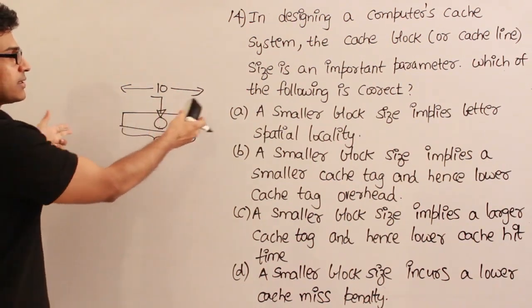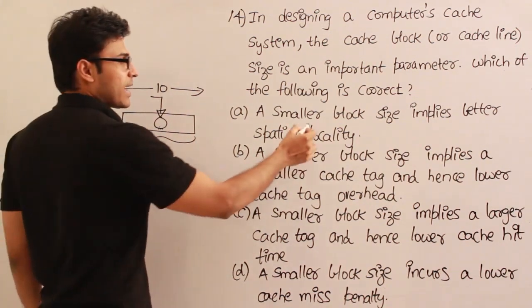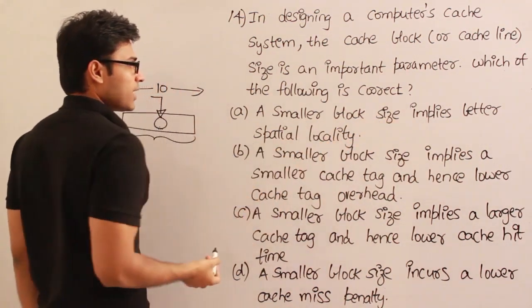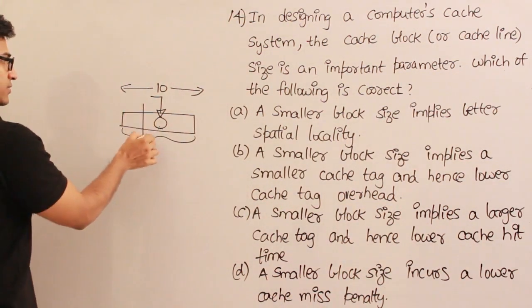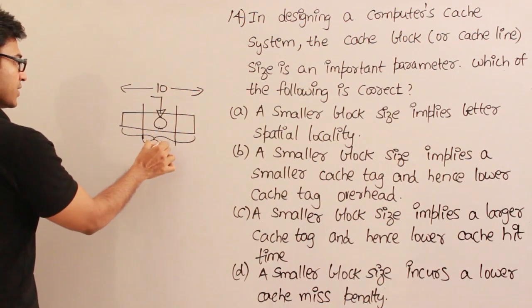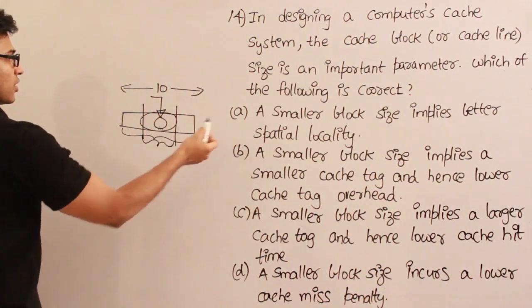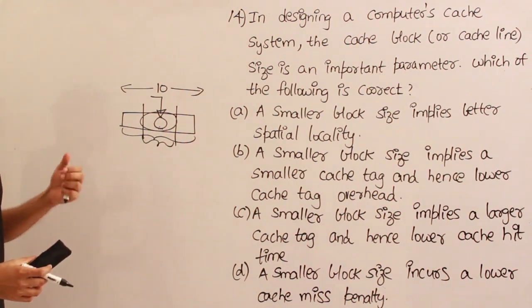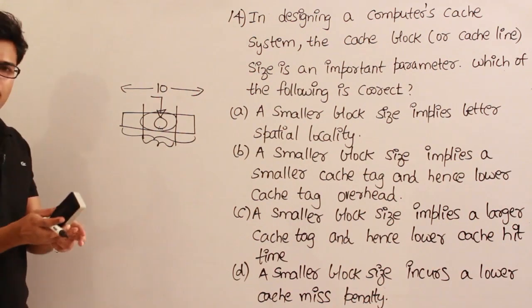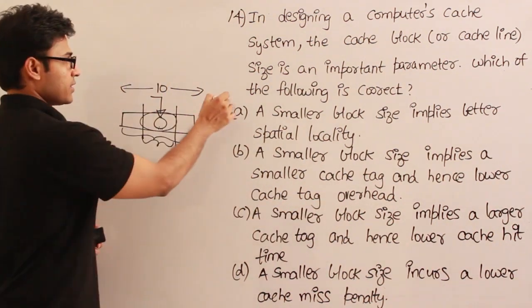Now the larger the cache block is, the better the spatial locality. A smaller cache block doesn't actually follow spatial locality. If I have a smaller block size, you will fetch only a few words, not more words, and therefore you are not following this rule of spatial locality. So a smaller block size doesn't imply spatial locality; a larger block size implies spatial locality. So this is not right.